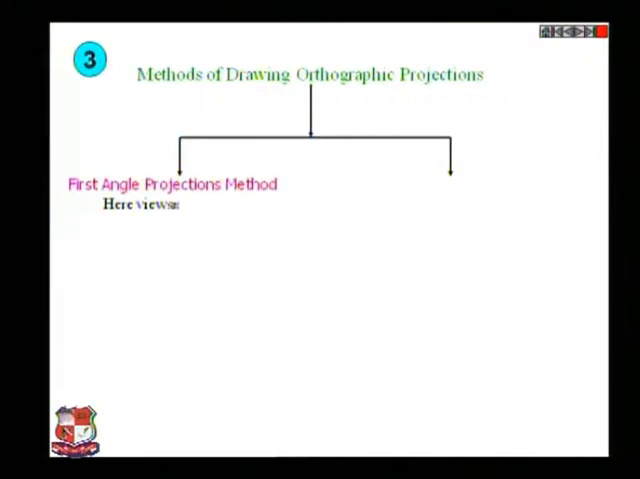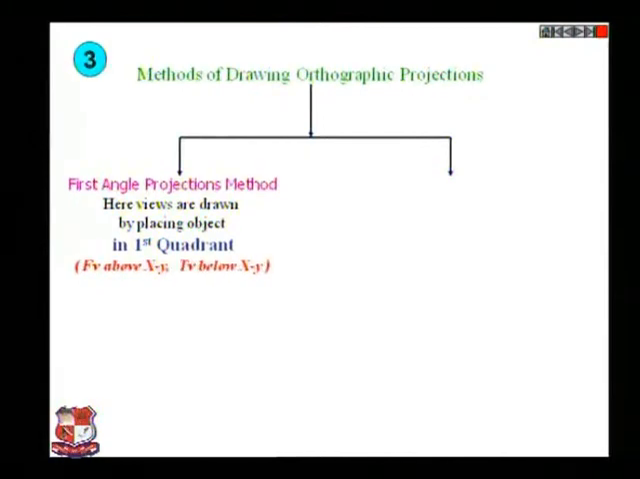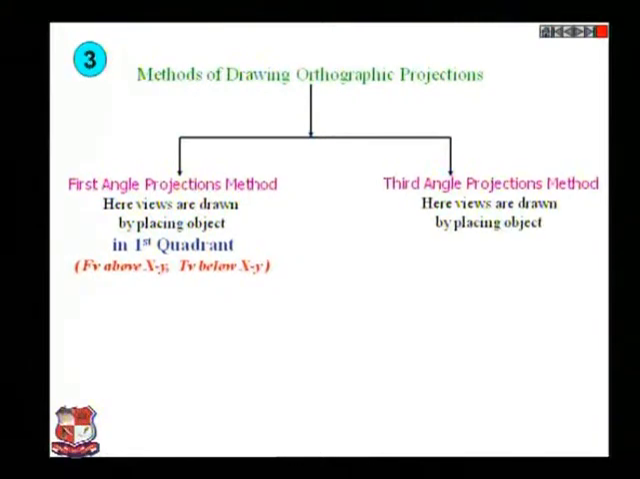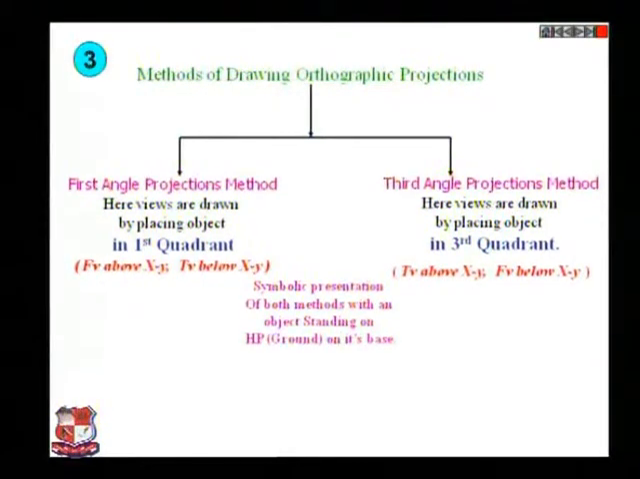Now methods of drawing orthographic projections. How to draw orthographic projection of the drawing? So first is the first angle projection method. Here views are drawn by placing the object in first quadrant, front view above XY, top view below XY. And in third angle projection method, the views are drawn by placing object in third quadrant. So top view above XY line and front view below XY line.